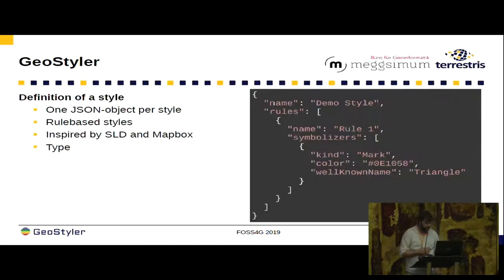Just a short note on this internal style. It's a little bit inspired by SLD and Mapbox. It's a JSON-based style. And if you wonder why we do that and create our own style, it makes us much more flexible because we are not stuck to any standard or any other things, so we can do what we want internally. But you, as a user of GeoStyler, you don't have to learn this style. Just forget about it, have it in the back of your mind, and just use GeoStyler.